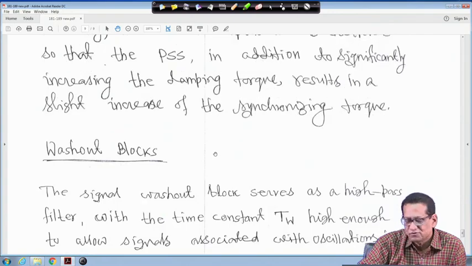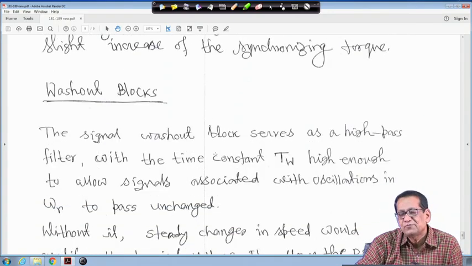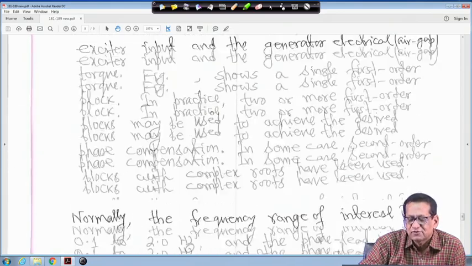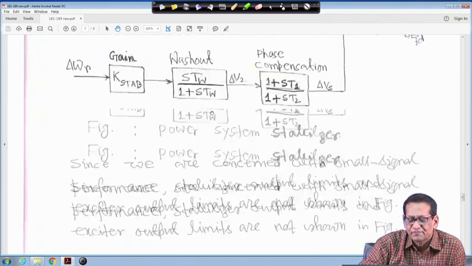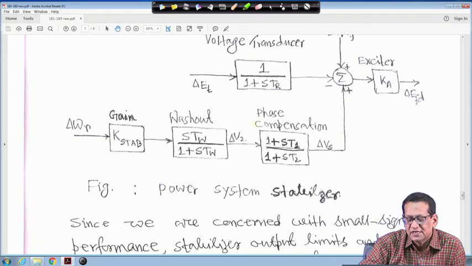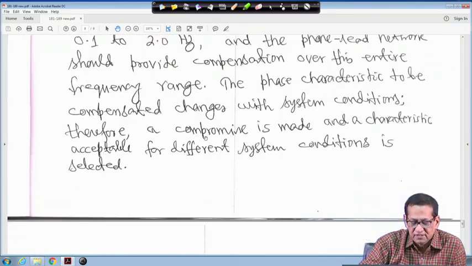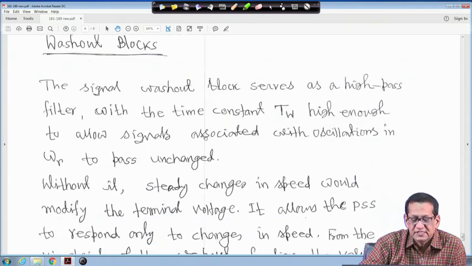Next is the washout block, that is STW upon 1 plus STW. That block is the washout block. The signal washout block serves as a high pass filter with the time constant TW high enough to allow signals associated with oscillations in omega r to pass unchanged.